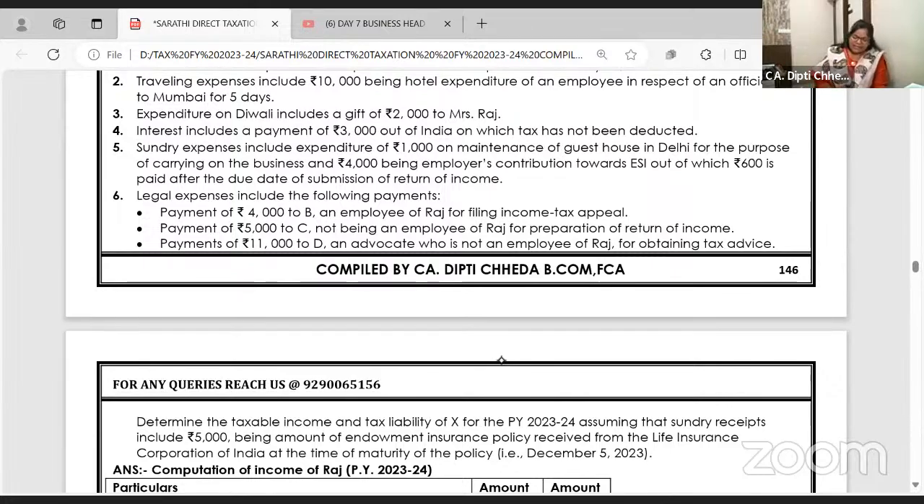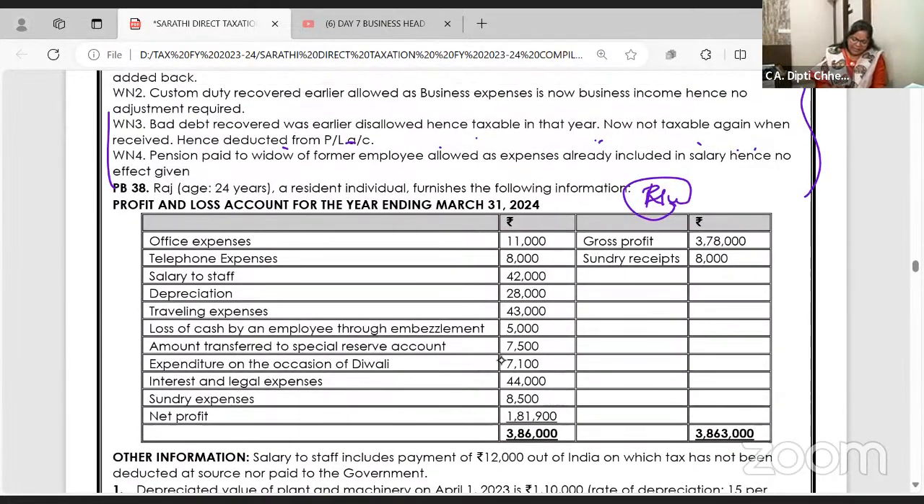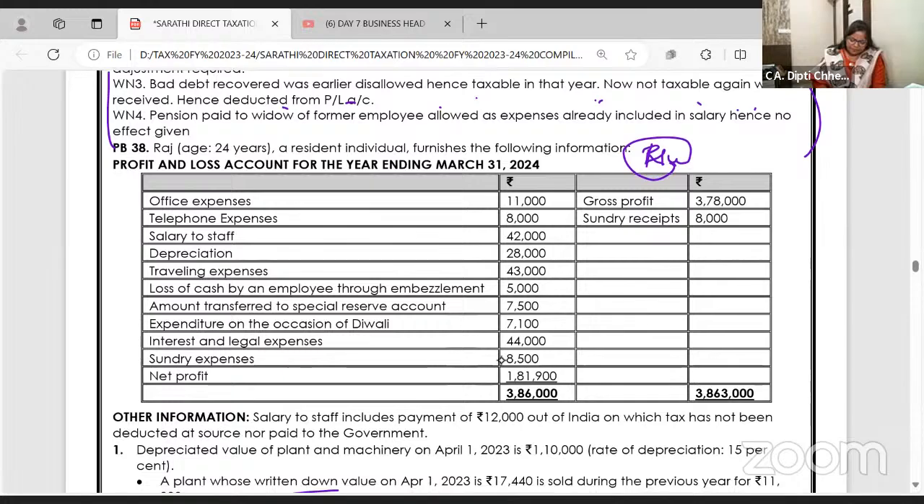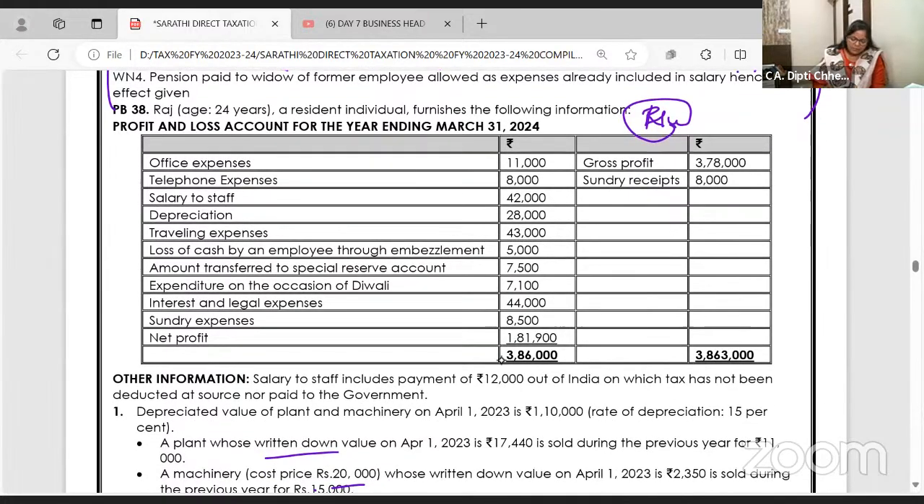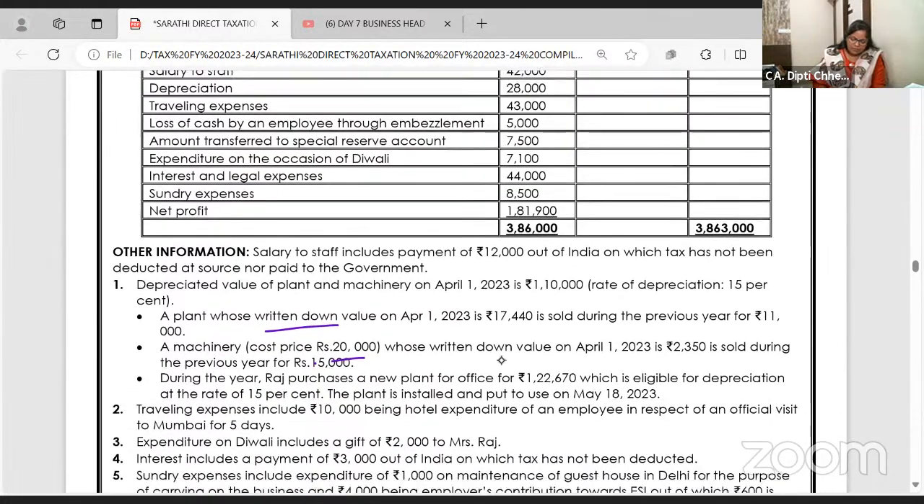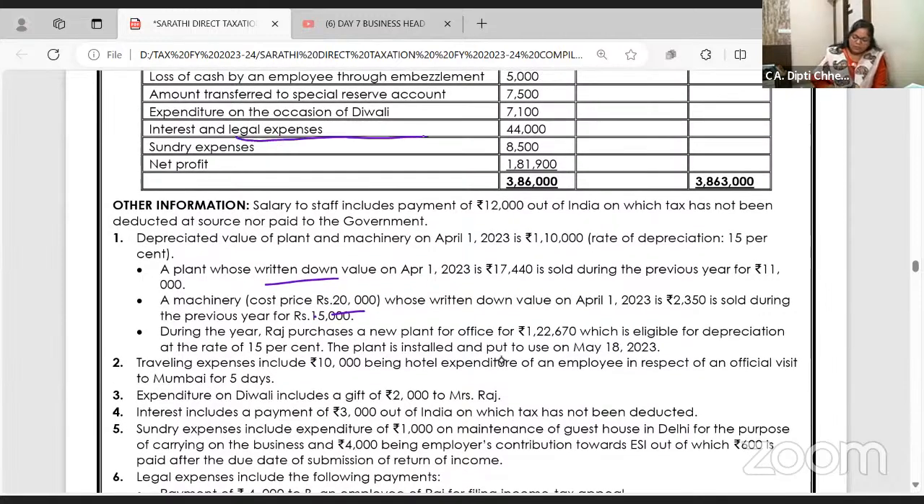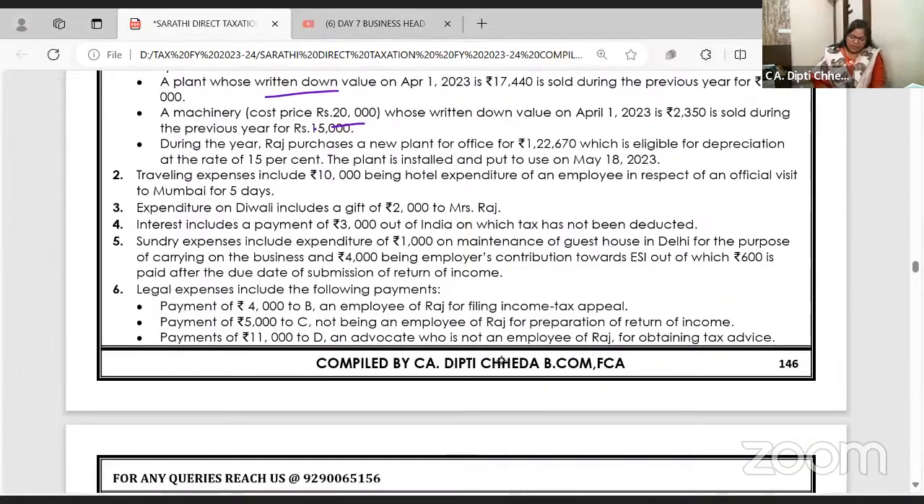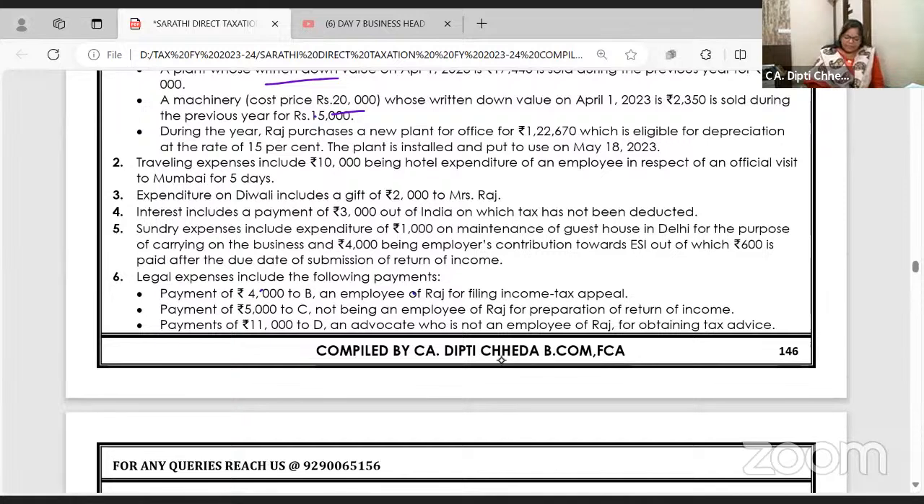One thing is very nice. They have debited legal expenses here, $44,000. And now they are saying legal expenses are paid, 4,000 to an employee of Raj for filing the return. Is it allowed? Yes. And debited, nothing to do.